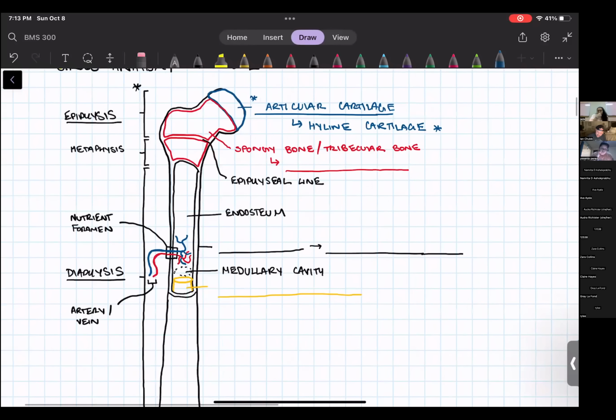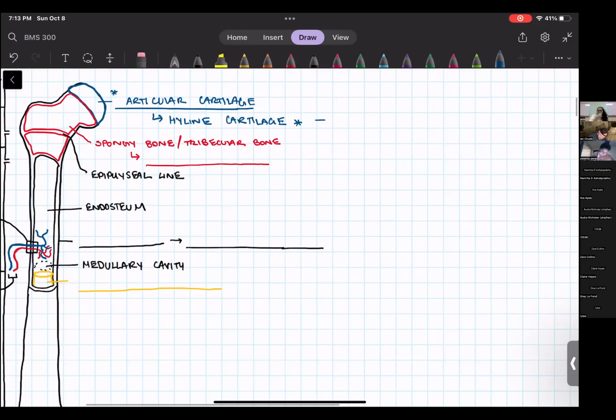What cells make hyaline cartilage? Chondrocytes. Perfect. Chondrocytes make all our types of cartilage. The type of cartilage depends on what's in the extracellular matrix. For elastic cartilage, if there's a lot of elastin there, then it's going to be elastic.